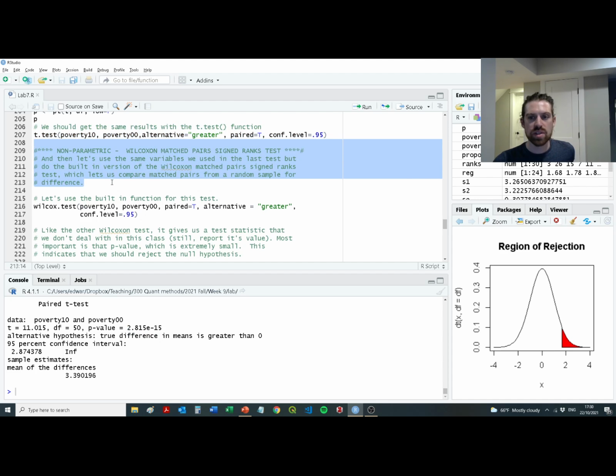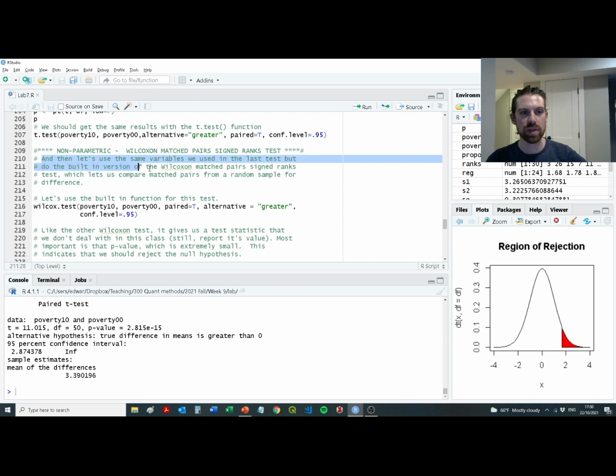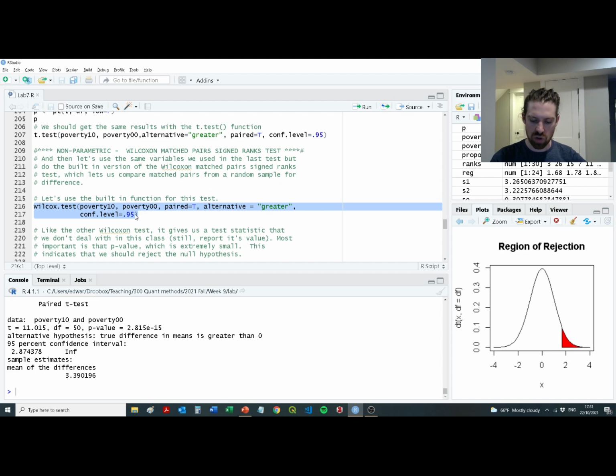Now let's move on to one of the final tests that I'm going to present to you. What we're going to do here is use the same variables that we used in the last test, but do the built-in version of the Wilcoxon matched pairs signed ranks test. Okay, so this is the non-parametric version. Essentially you give it the poverty rate for 2010 and for 2000, you explain that it's a paired test and give it your confidence level, and you indicate the type of the alternative hypothesis here.